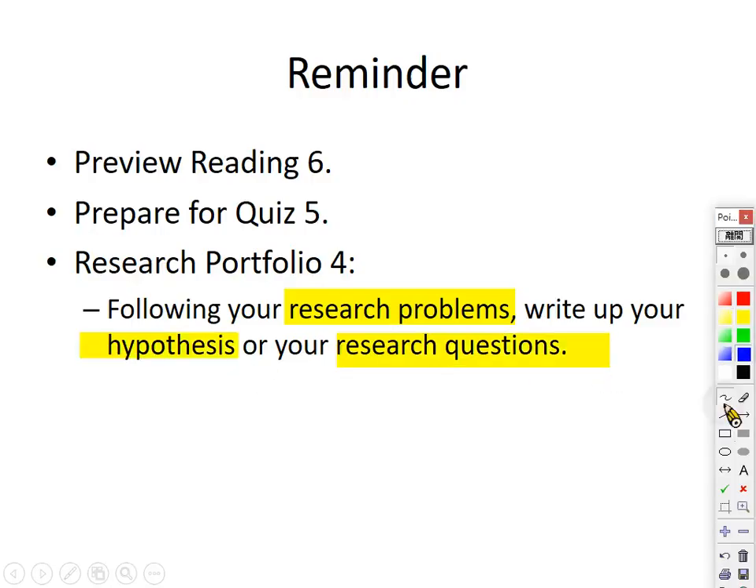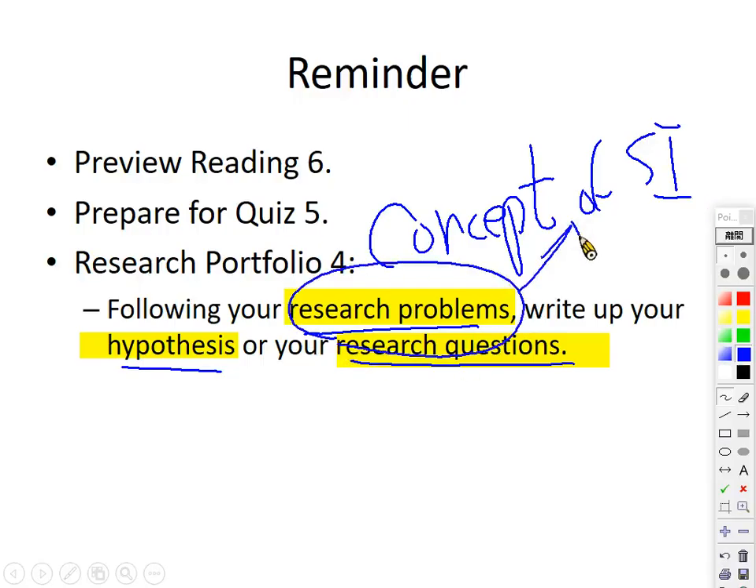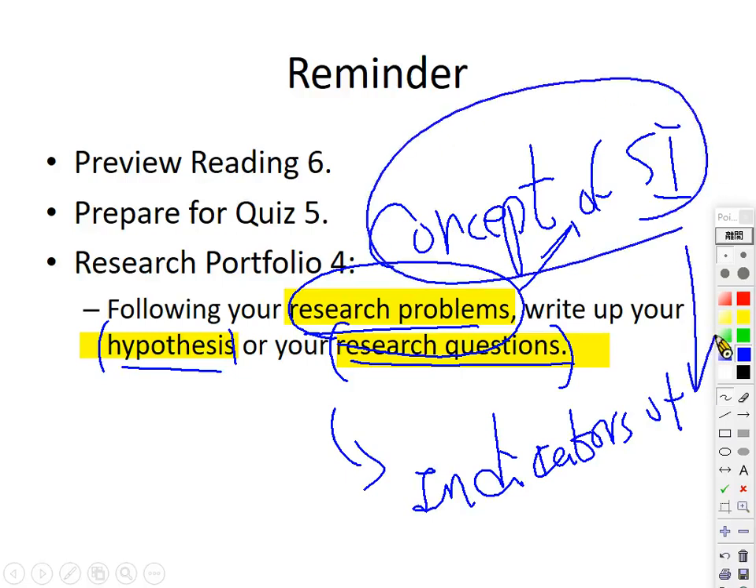So what is the relationship between this and this? Well, basically, this refers to the concept of your study issue. This one refers to the concept of your study issue. And how about these two? They refer to the indicators of the concept of your study issue. Okay?